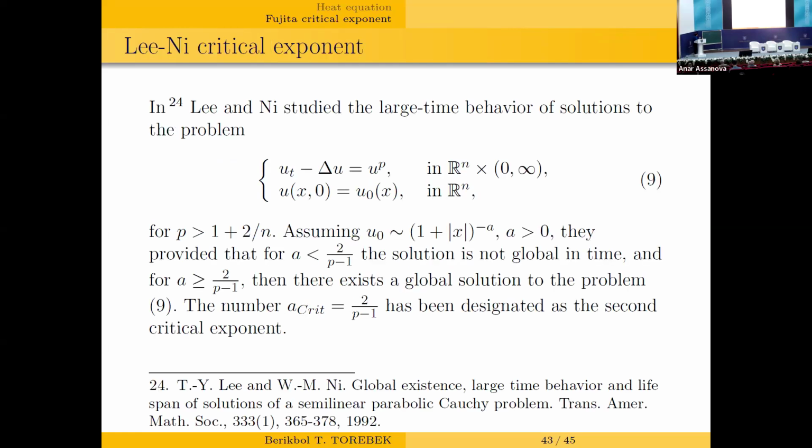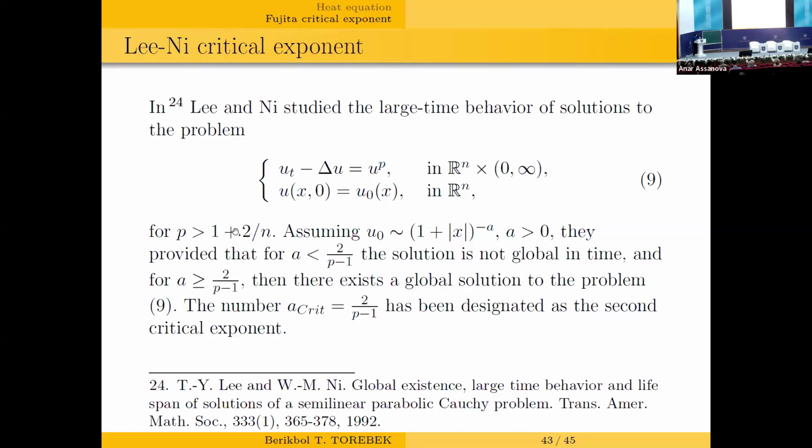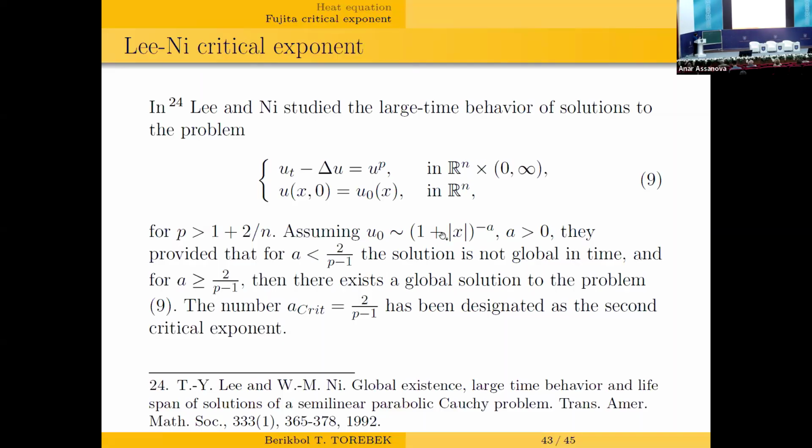For this reason, Lee and Ni consider the same problem of Fujita in the case when p is greater than this one. Because if p is less than this one, we know that for any u0, there is no global in time solution. And they assume that the initial function can be represented by this polynomial, where A is a positive number.